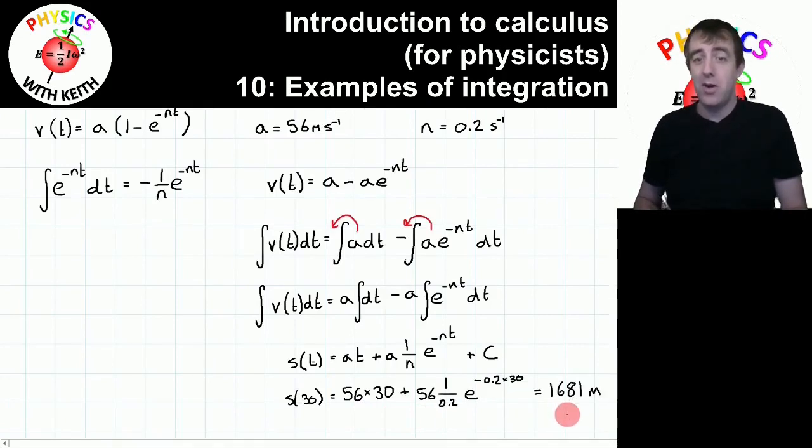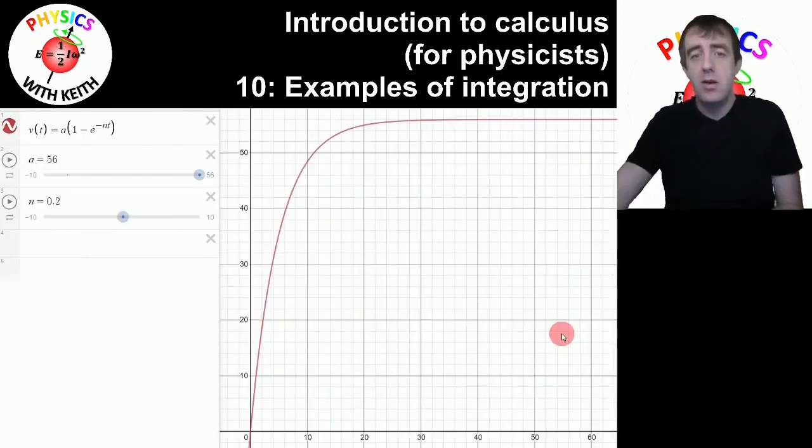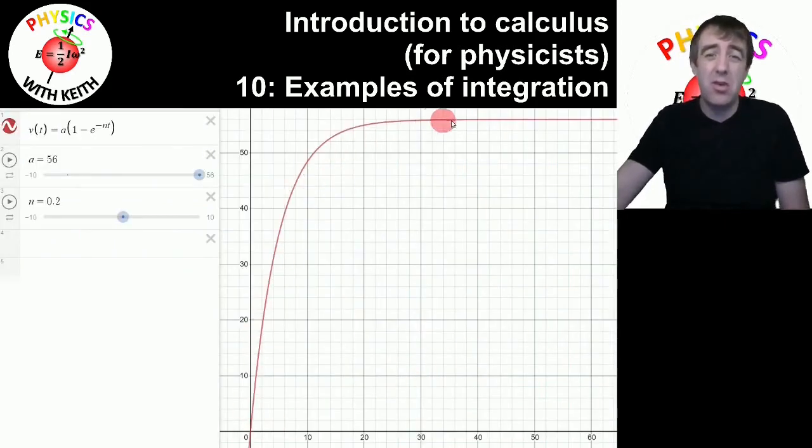And there we have it, a whopping 1.681 kilometers. That's a big old distance to fall in 30 seconds. But that's what my model predicted. And if you look at the graph, it's not a bad approximation.